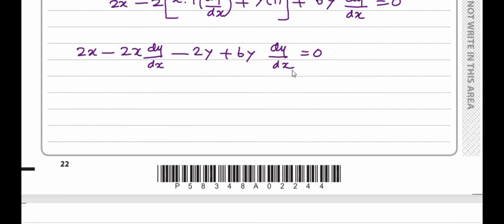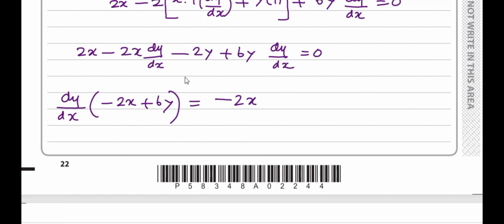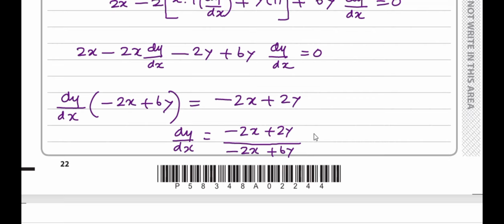So there are two terms containing dy by dx on the left hand side. So let's factorize out dy by dx. Bracket, this is minus 2x and then this is plus 6y. Okay, and then let's bring out all the other terms to the other side. There is a minus 2x, there is a plus 2y. That's it. Therefore, making dy by dx the subject, we have minus 2x plus 2y all over minus 2x plus 6y.